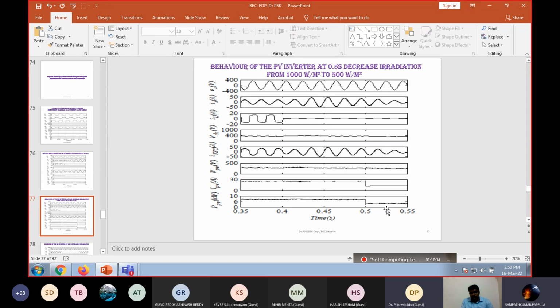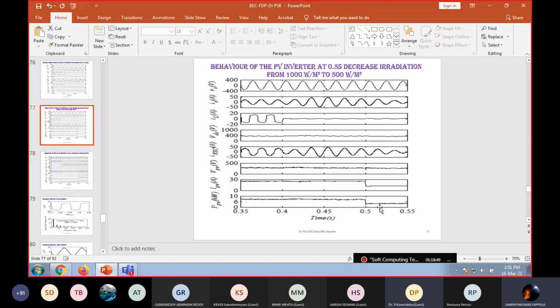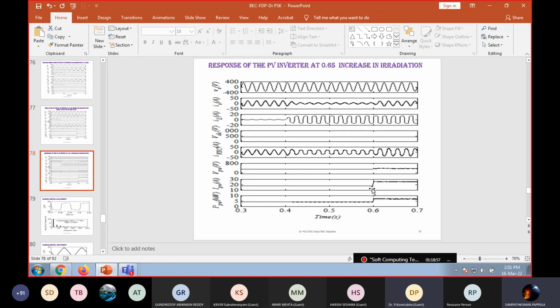If you see another observation in this particular circuit, it demonstrates the change in the insulation from 500 to 1000 watt per meter square. The previous slide was from 1000 to 500, where I was reducing the irradiation, that is the insulation effect. So now I would like to increase it from 500 to 1000 watt per meter square.